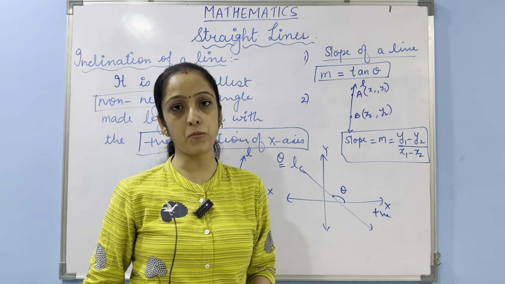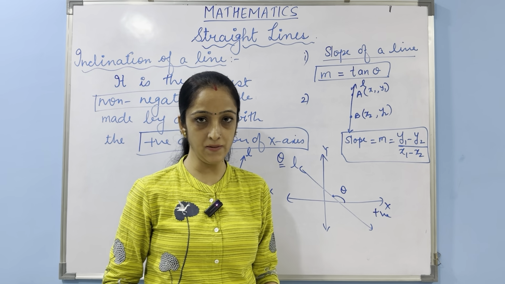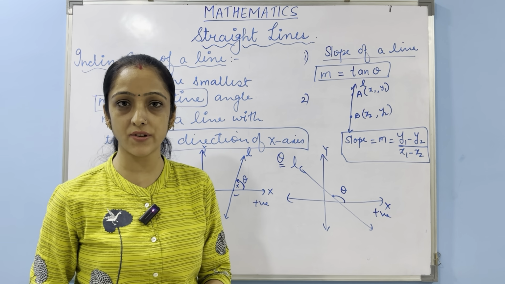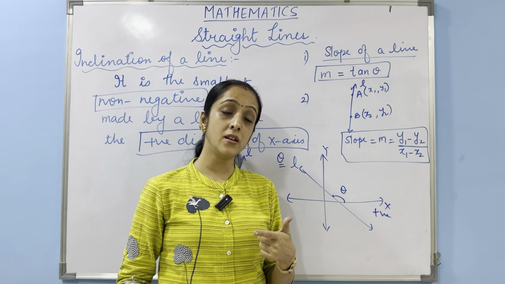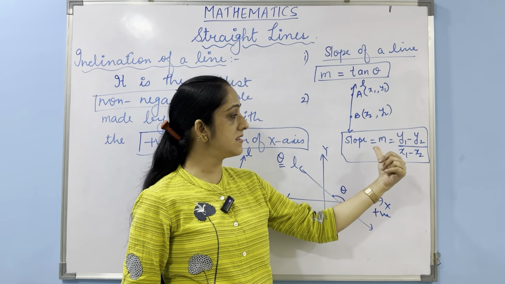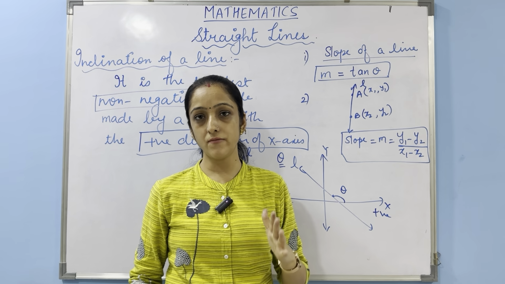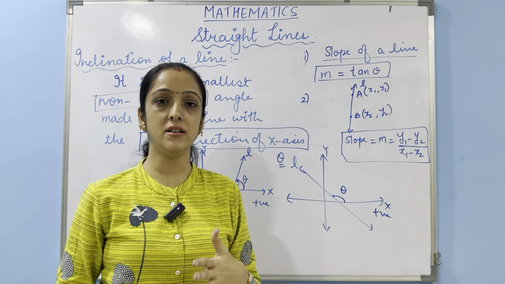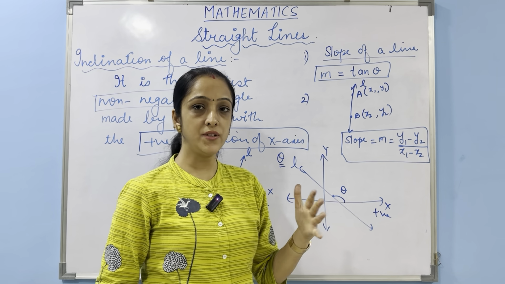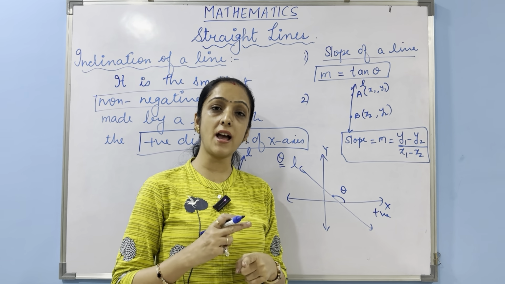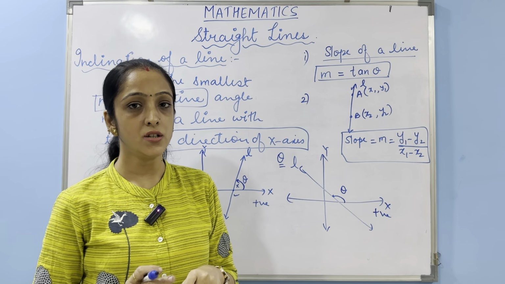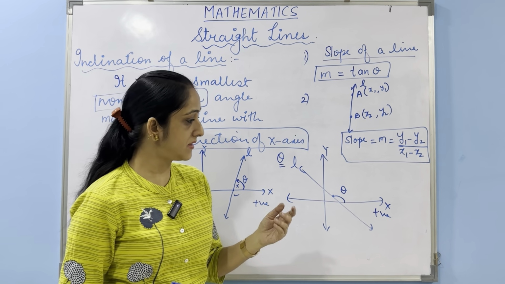So, three important things are inclination, which is the smallest non-negative angle made by a line with positive direction of x-axis. Second thing is slope, and there are two ways. First is tan theta and second is this formula, right? y1 minus y2 upon x1 minus x2. Now, after this slope, we will see how we can find angle between two lines and what is the formula to find angle between two lines. So, let's see that thing.